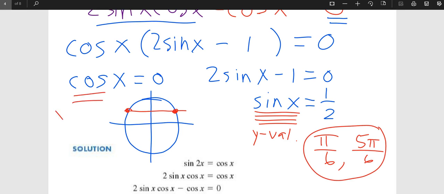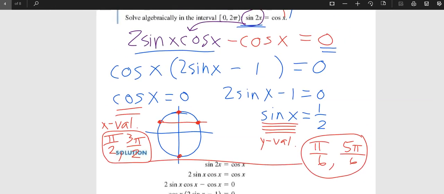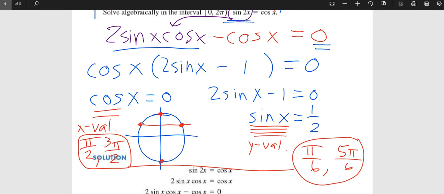We got an x value over here, don't we? The x value is 0. That happens in 2 locations on the circle. What are those? Okay, that would be pi over 2 and 3 pi over 2. So, 4 total answers. What's the confusing part? Yes. You have to have all 4 answers. What?